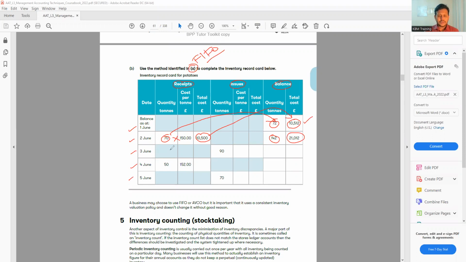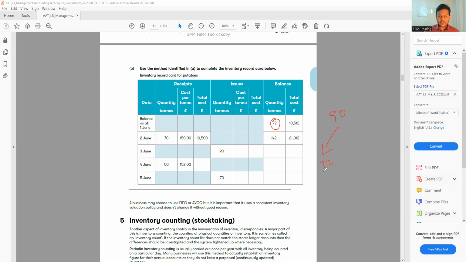On 3rd of June, we issue 90 units. Now the question is, which unit am I going to use first? Who can tell me? Which unit am I going to use first for the 90 units? I'm going to use first in, first out. So for these 90 units I need, I'm going to use all the 72 first.